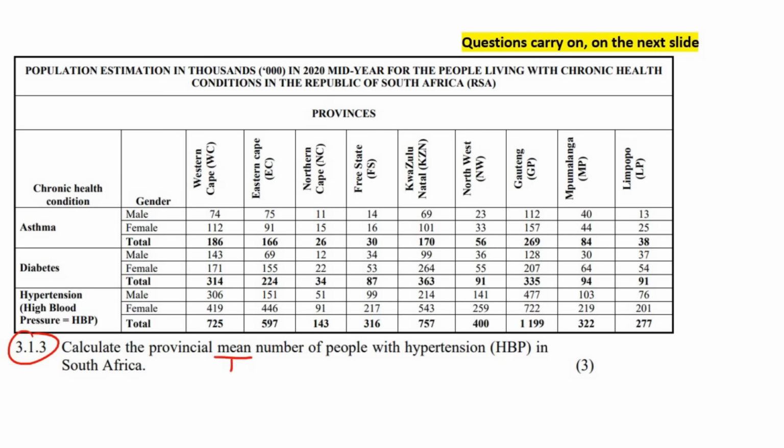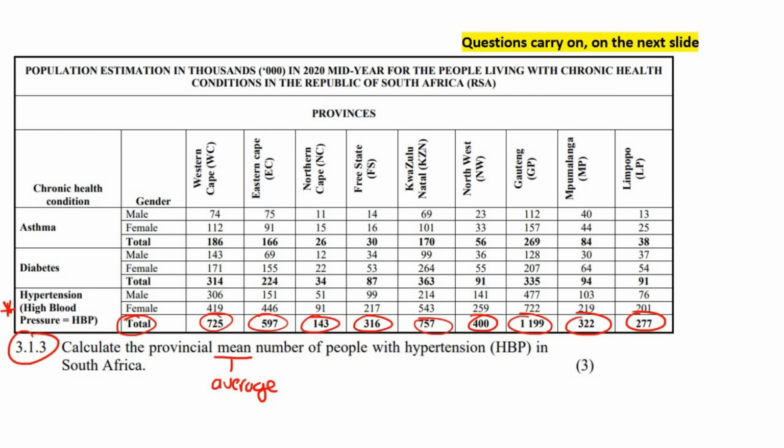This question says, calculate the provincial mean. Remember, mean is another word for average. Calculate the provincial average or mean number of people with hypertension in South Africa. So that's all of the provinces. Okay, so calculate the provincial mean of people with hypertension. Did they say males? No. Did they say females? No. They mean everyone. So we're going to go to hypertension, and we're going to look at all of the totals, and we're going to use these numbers, and we're going to go calculate the average from all of those numbers.